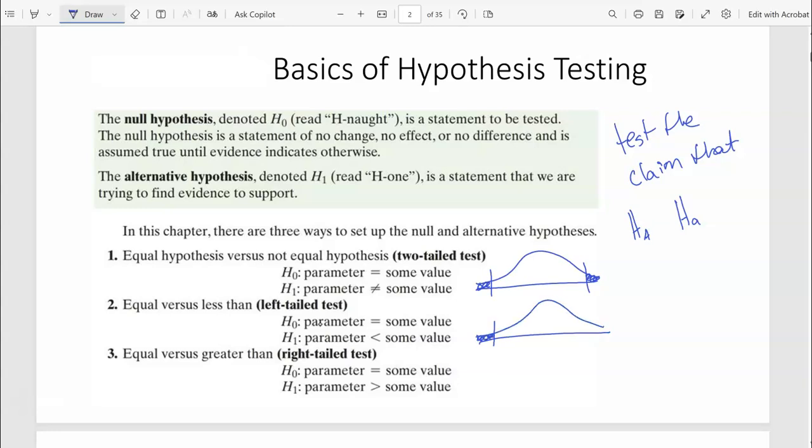Now, that's really different from when we did confidence intervals. With confidence intervals, we always split it equally between the tails. And then a right-tailed test, if we have a greater than sign in the alternative, then we know it's going to be right-tailed.